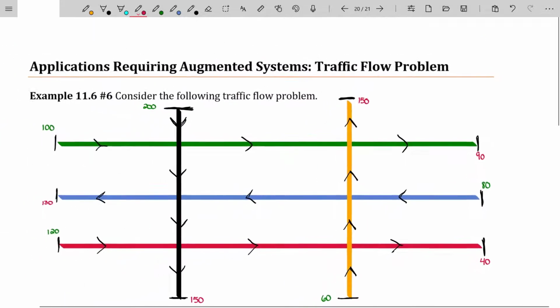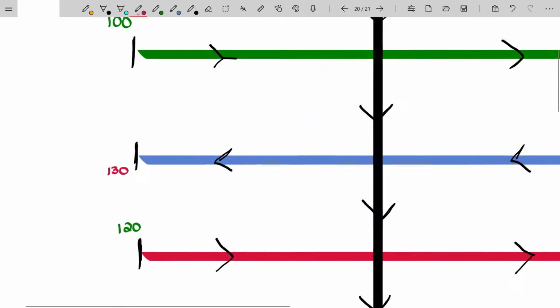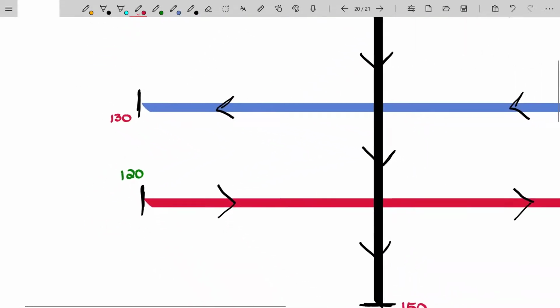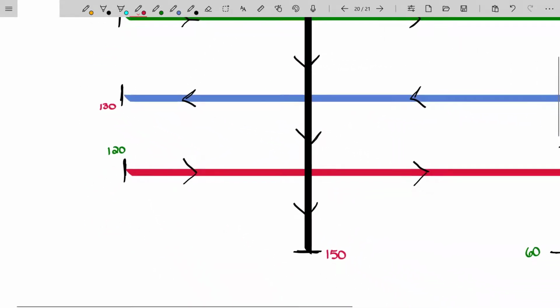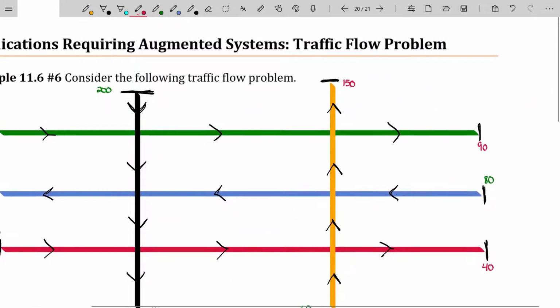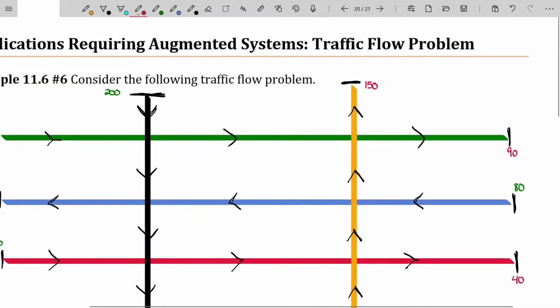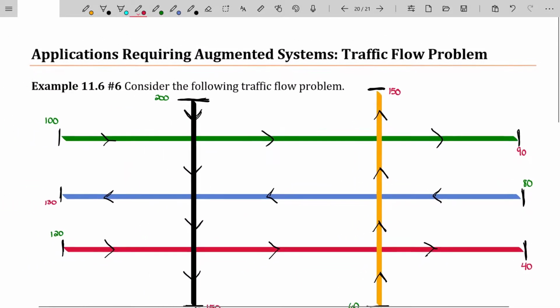And then as far as flowing out of the network, Blue Street had 130 cars flowing out. Black Street had 150 cars flowing out. Red Street had 40 cars flowing out, and Green Street had 90 cars flowing out, and Orange Street had 150 cars flowing out of the network.